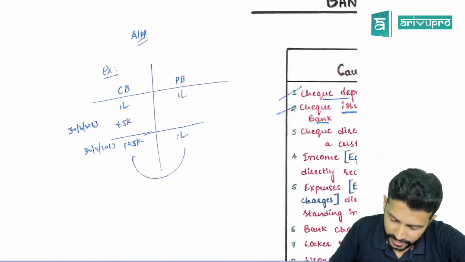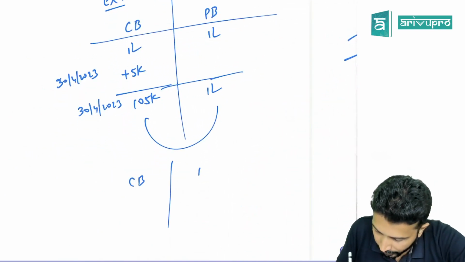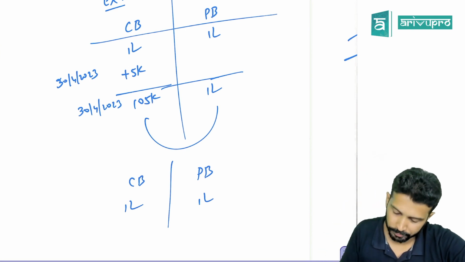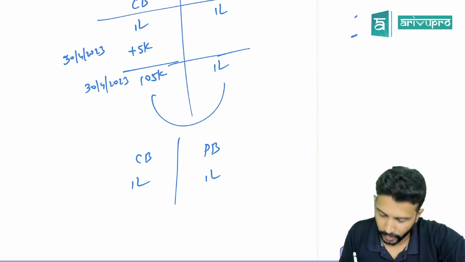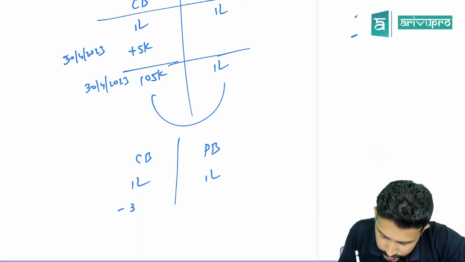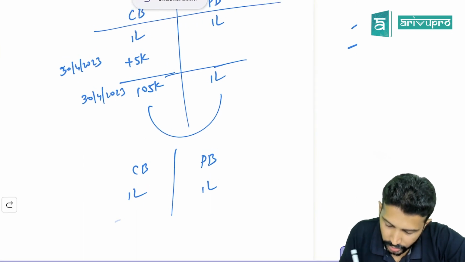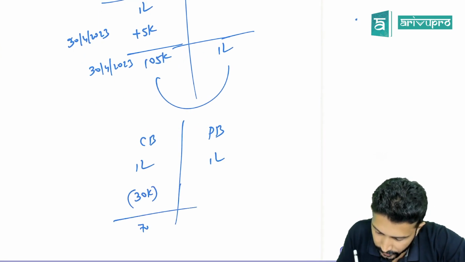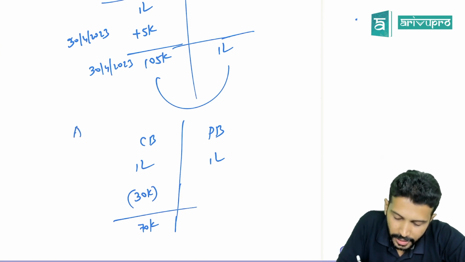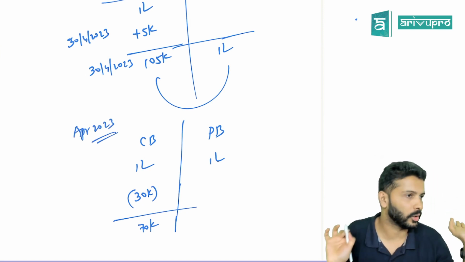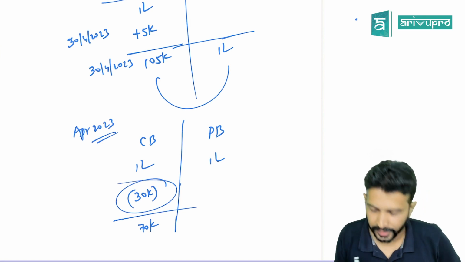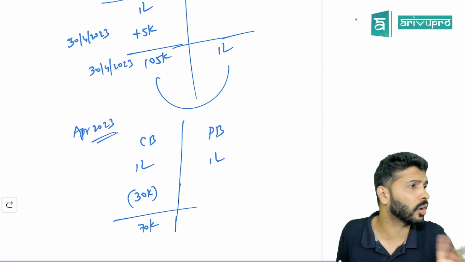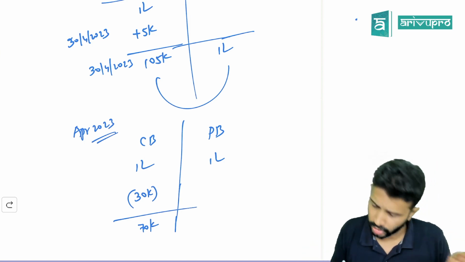Let's take the same balance. Cash book had a balance of 1 lakh. Passbook also initially had a balance of 1 lakh. Now you gave a check to somebody worth, let's say, 30,000. When you issue the check, will your cash book balance be the same or will it reduce? It will reduce. So it became 70,000. Let's say all this is happening in the month of April 2023 only. Did that creditor deposit that check in his bank account in April or not yet? Not yet deposited. That is the scenario.